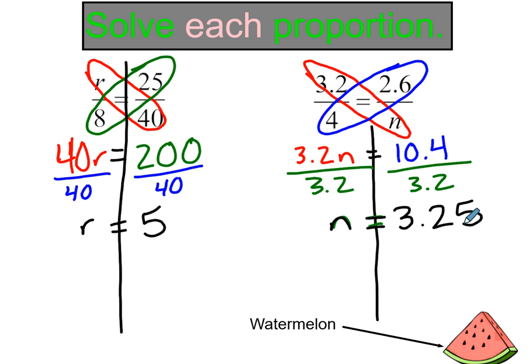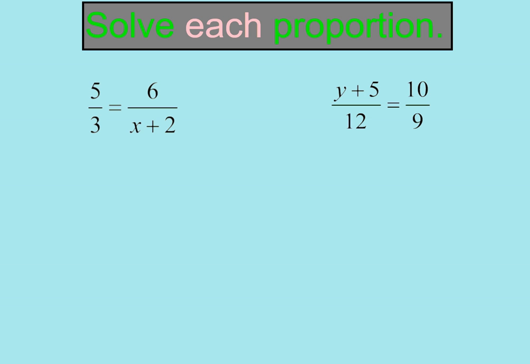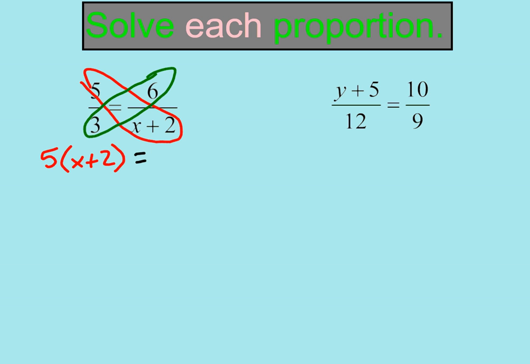Let's look at our next problem. This one looks a lot more difficult, but it's really the same exact process. We still cross multiply just like we did before. So it's going to be 5 times x plus 2 equals 3 times 6, which is pretty easy to do. That's going to be 18.